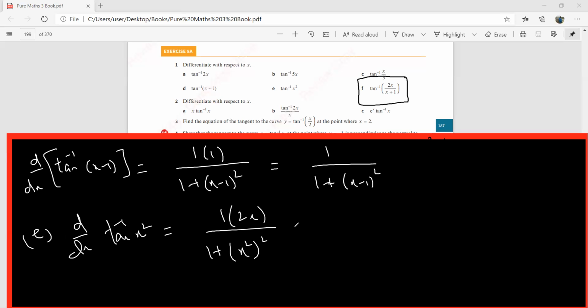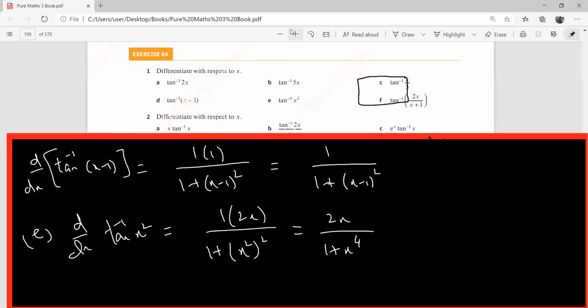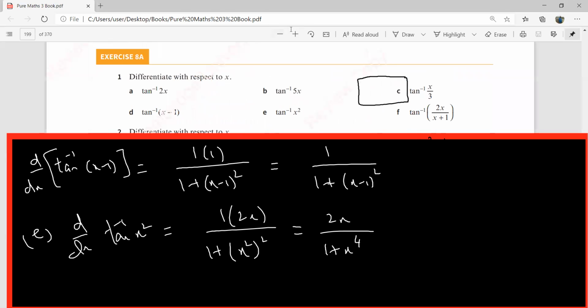That is the derivative of x square, so this is going to be 2x over 1 plus x to the power 4. Okay? And when you have this, if you look at question number two's parts, here you have this tan inverse x within the products or the quotients.